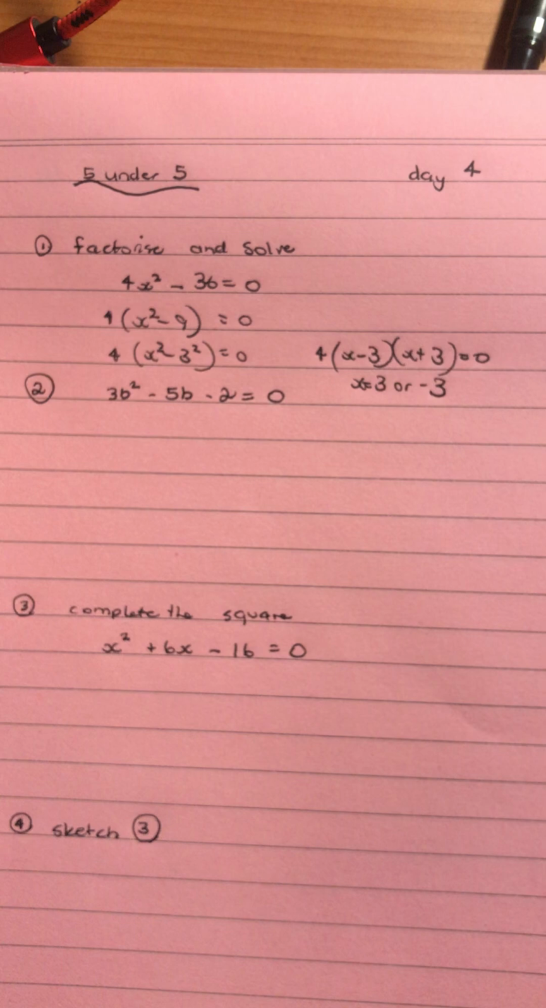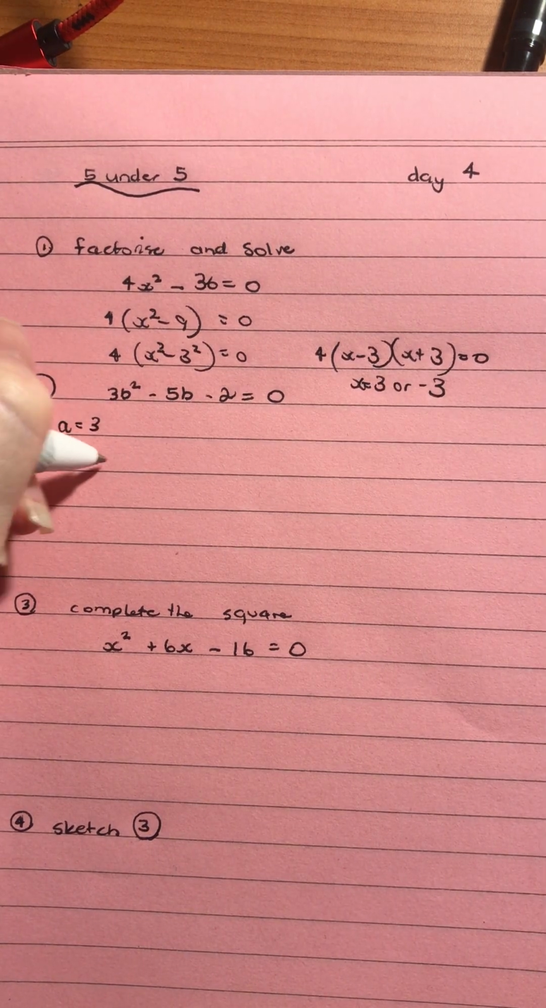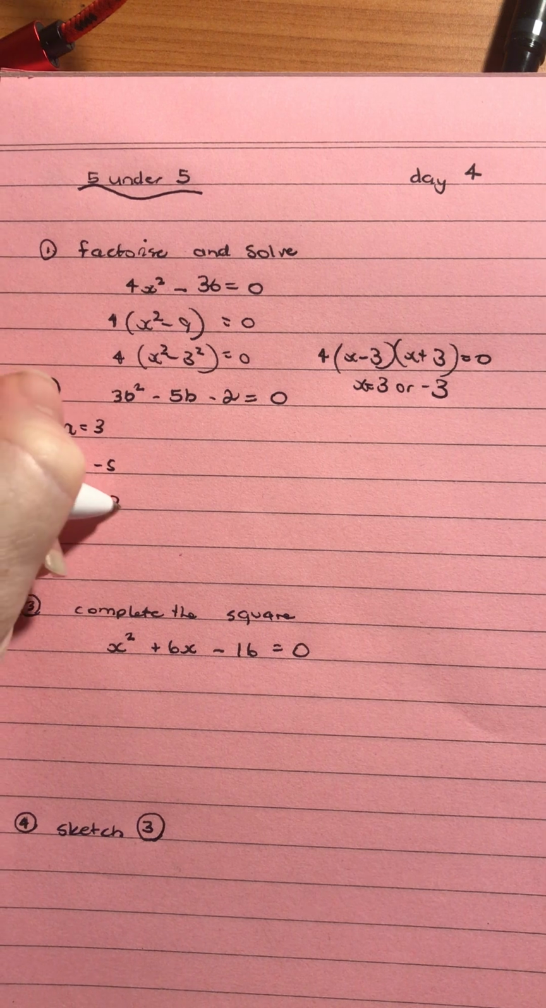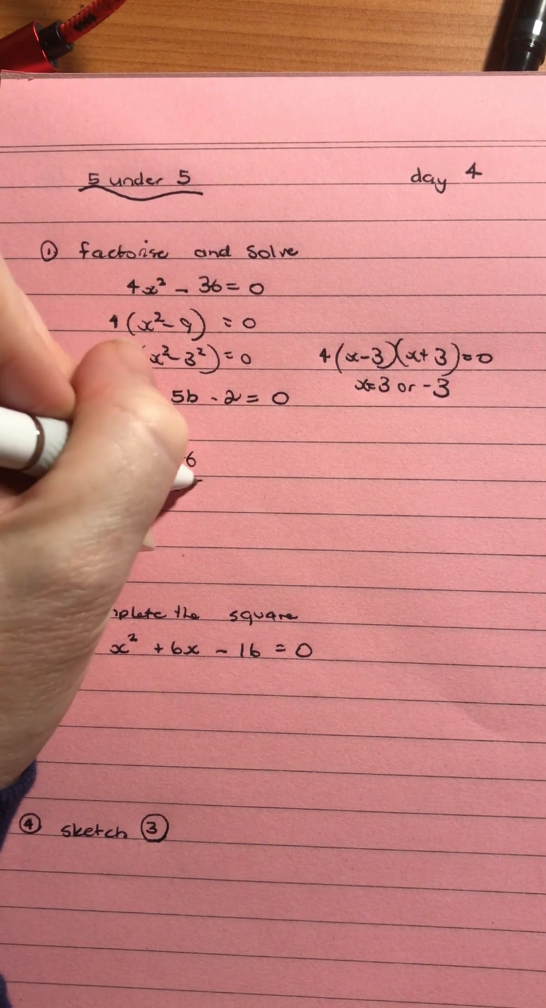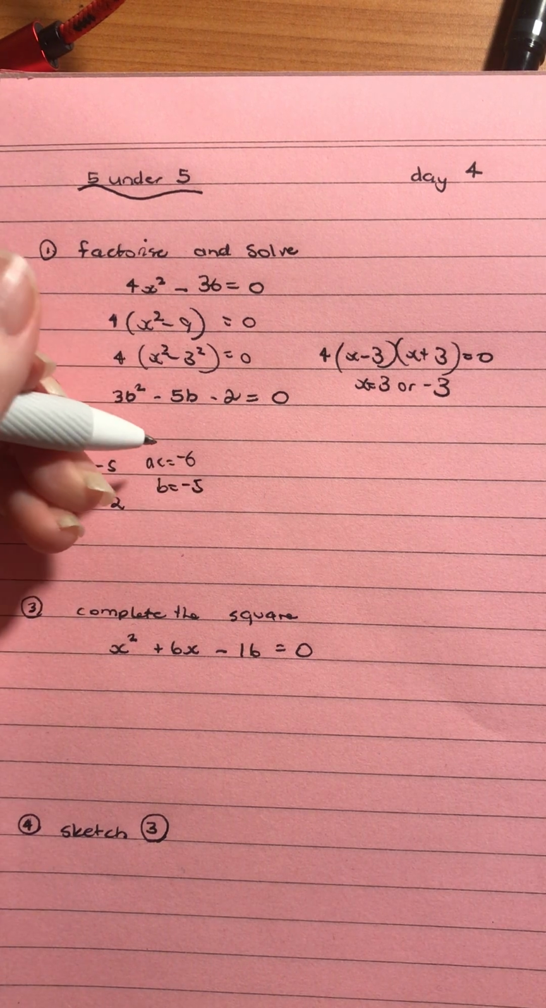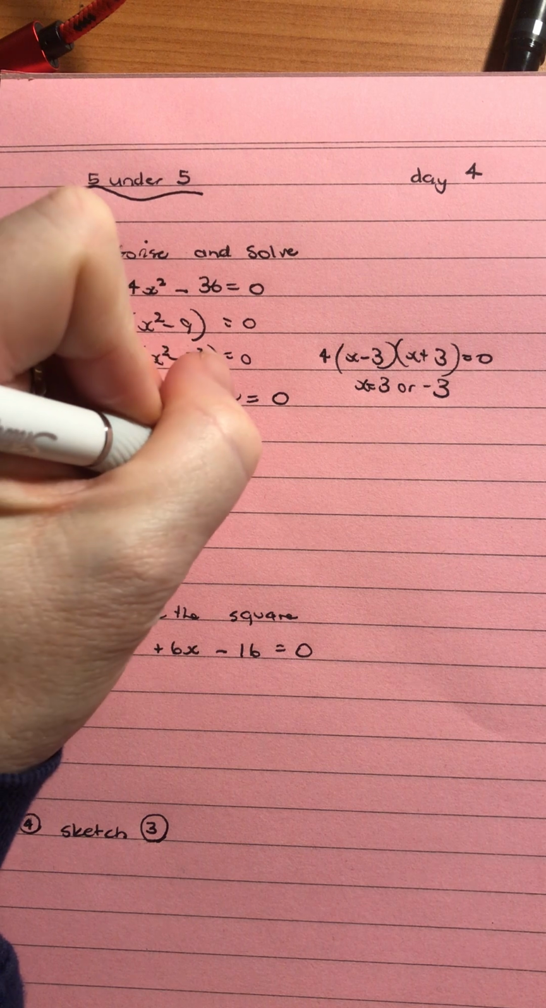So we know that will be x take away 3, x plus 3 equals 0. So then our x will be equal to 3 or negative 3. Then we've got a quadratic. We've got a equals 3, b equals negative 5, c equals negative 2. Our AC is equal to negative 6 and b is equal to negative 5. So the two numbers that multiply to give negative 6 but add to give negative 5 are going to be negative 6 and 1.